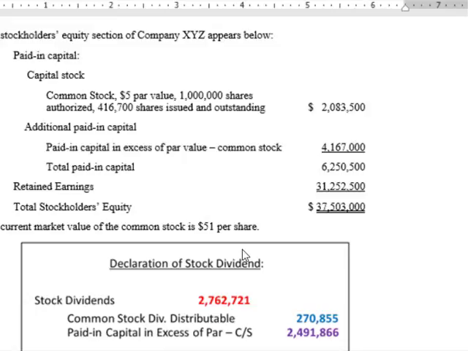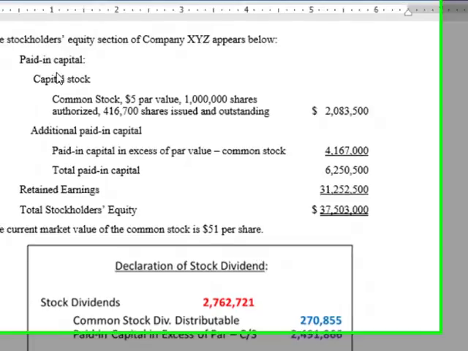For now, we're going to look at the journal entry that would be made when the stock dividend is declared, and then next we'll look at the journal entry that would be made when the new shares of stock are distributed or handed out to the stockholders.